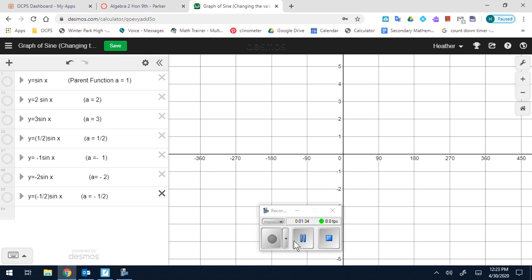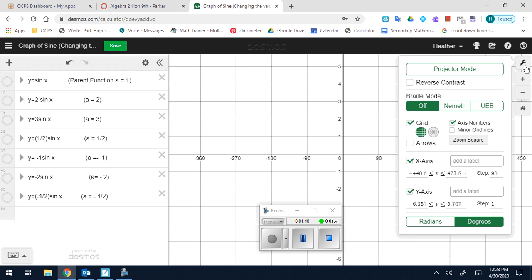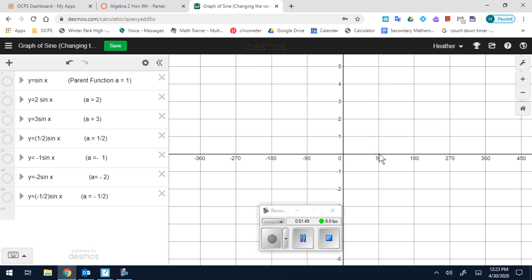Before we start taking a look at our functions, let's just look at our graph. Notice that I've set my domain. It's in degrees right here. And you will notice that I'm going by 90 degrees. Think about your unit circle. There's 0, there's 90, there's 180, there's 270, there's 360. So those are those quadrantal angles. And then continuing going, or going negative.